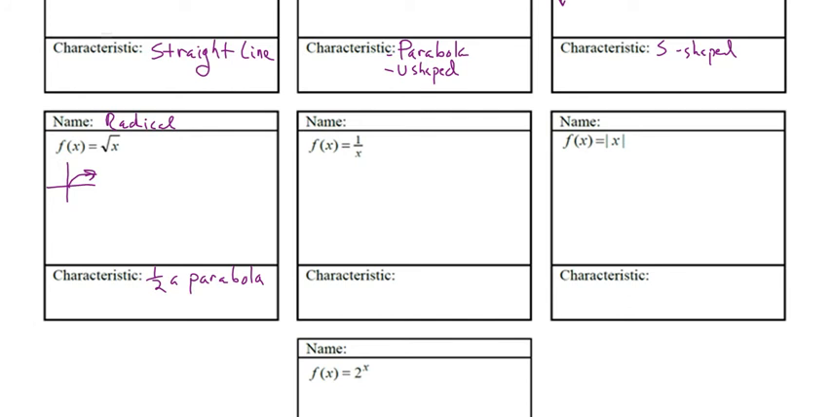Next one. This is rational. What's it look like? It would take two snakes, or you have to lift your pen if you're drawing this, right? Characteristic: two pieces, asymptotes.